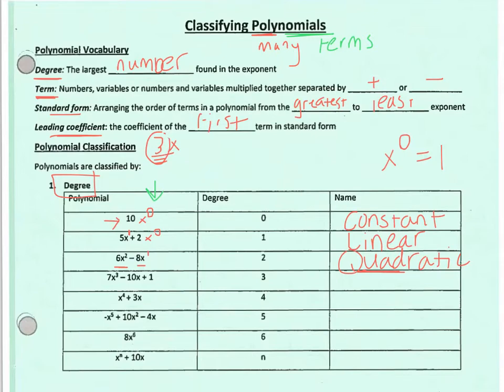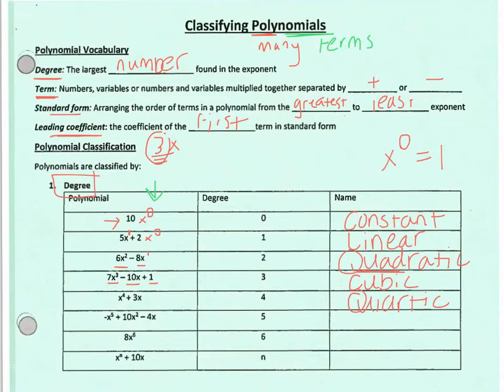Alright, the next example, again going in standard form, it's going degree 3, degree 1, degree 0. So it's in standard form going from greatest to least. And the highest exponent is 3. When the highest exponent is 3, we call it cubic. That's one that kind of makes a little bit more sense, like a cube. Alright, if the highest exponent in the polynomial is 4, we call it a quartic polynomial.